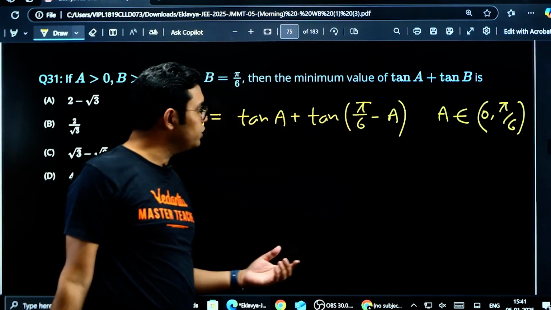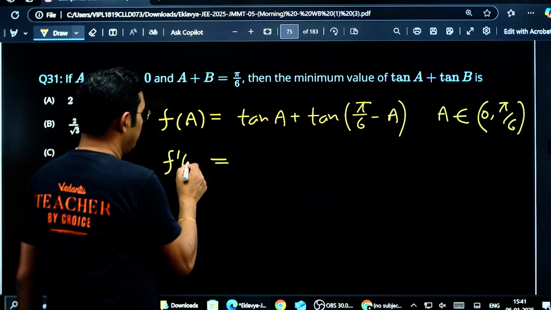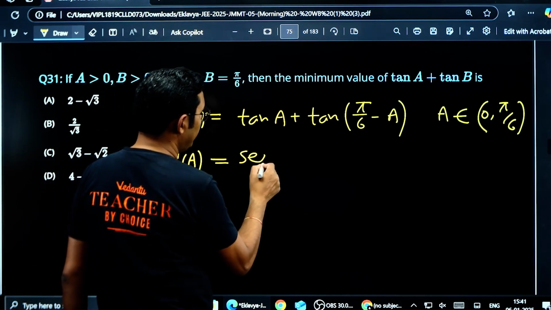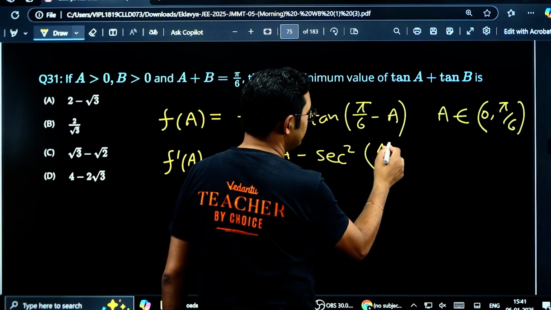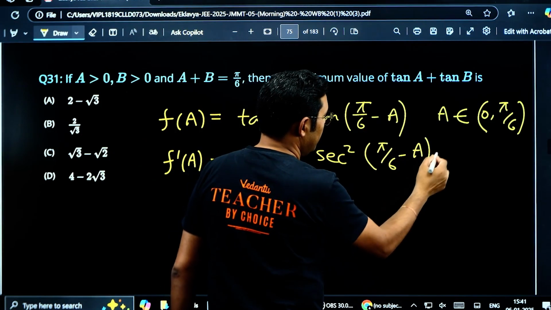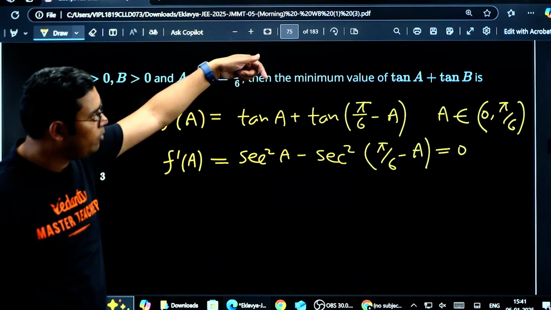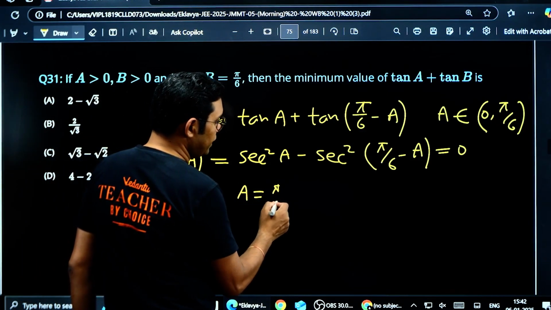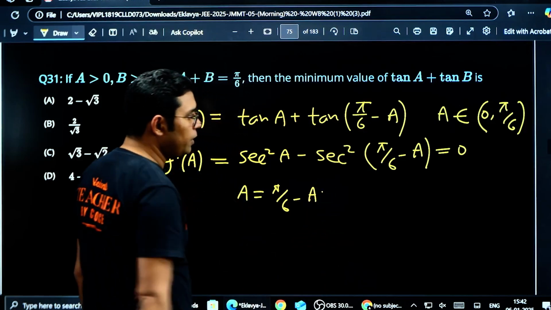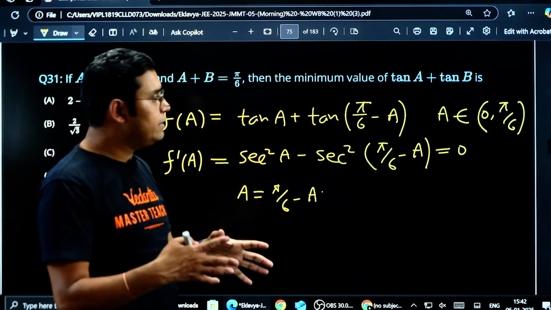This is single variable function. Now we can do the differentiation, which gives you derivative will be secant square A minus secant square pi by 6 minus A. So this is equal to 0. I think there is only one possibility because A is ranging from 0 to pi by 6. Then when A is equal to pi by 6 minus A. Okay. Why I am saying so? Because A is only in very small interval 0 to pi by 6.